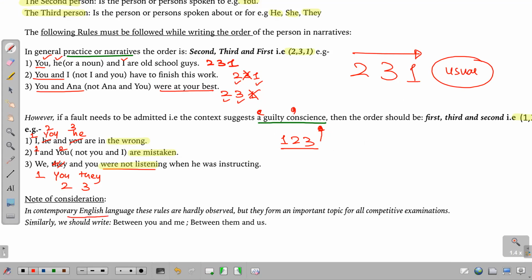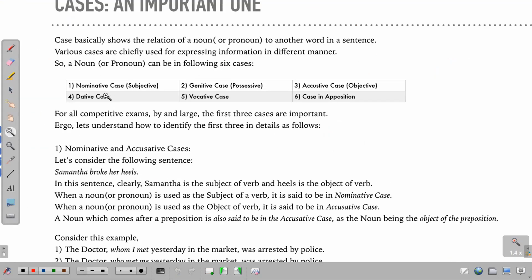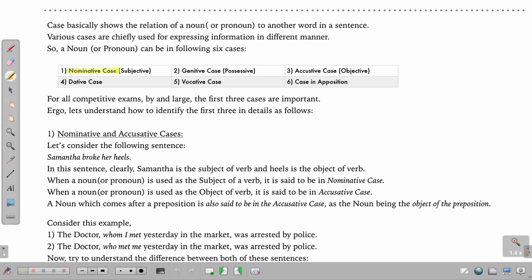Okay, in contemporary English, these rules are hardly observed, but they form a very important topic for our competitive exams. Next one, a case. Again, in English language, there are 6 cases. We have cases of nominative, genitive, accusative, dative, vocative, and case in apposition. However, by and large, in our competitive exams, the first 3 are what they will primarily target.